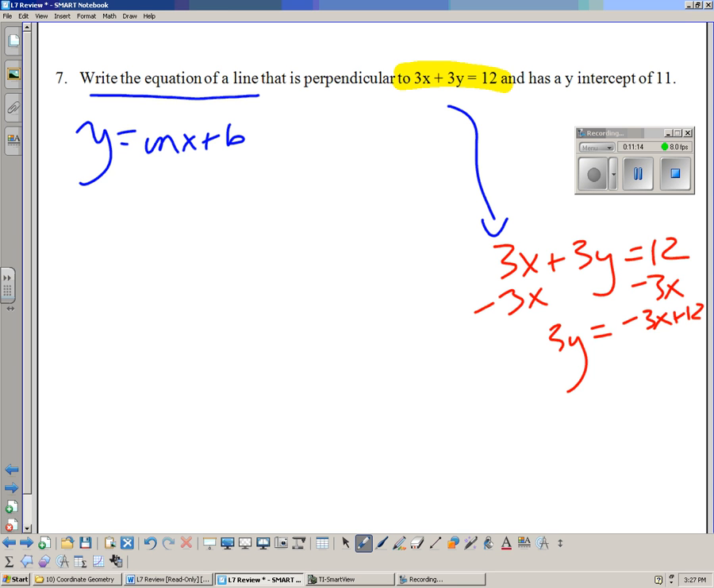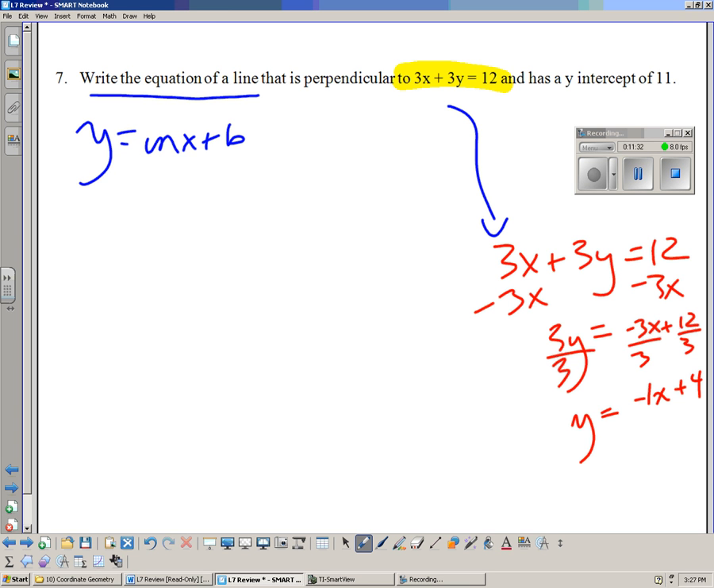Which I'm just kind of doing here at this point. Oops. I'm just dividing by 3 here. I'll erase this and try again. So I get y is -1x plus 4.